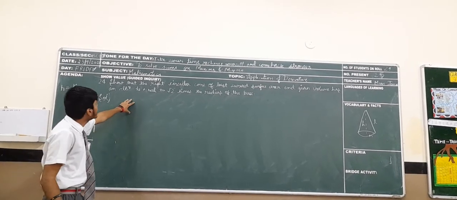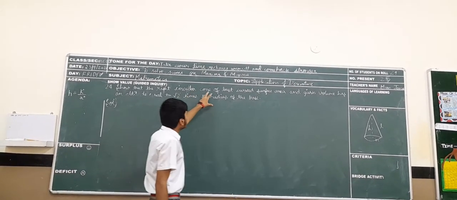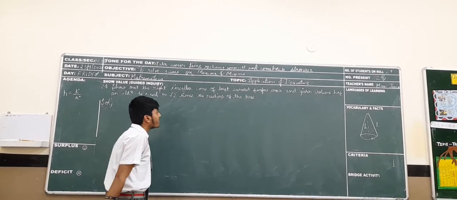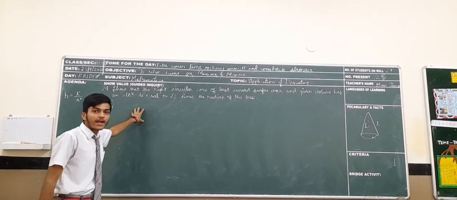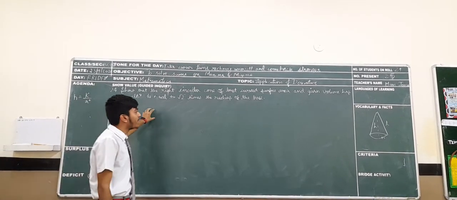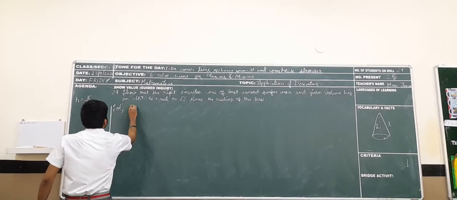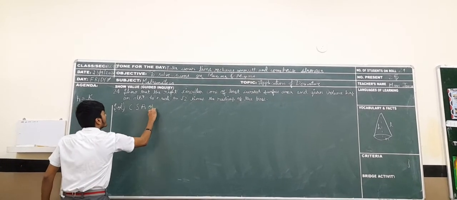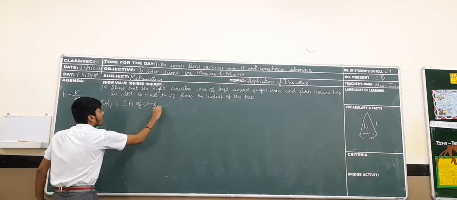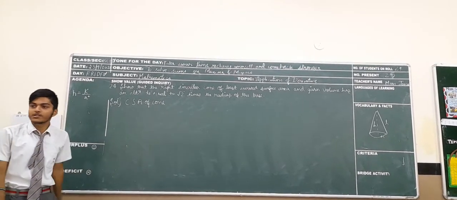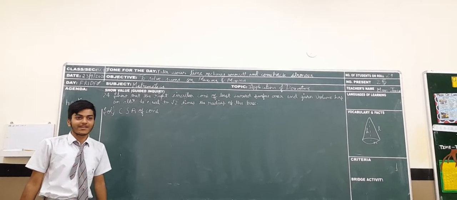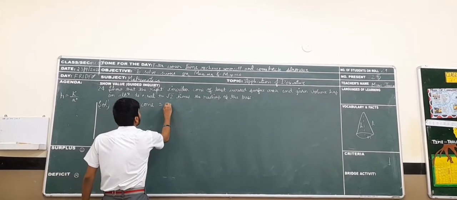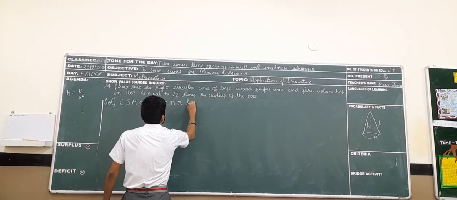Now, in the question it is given that the cone has least curved surface area. It means first we will find the CSA of the cone and then we have to prove that it is a minimum. Then we write the formula of the curved surface area of the cone. Anybody? CSA of cone? Pi r L. Yeah, so CSA of the cone is pi r L.